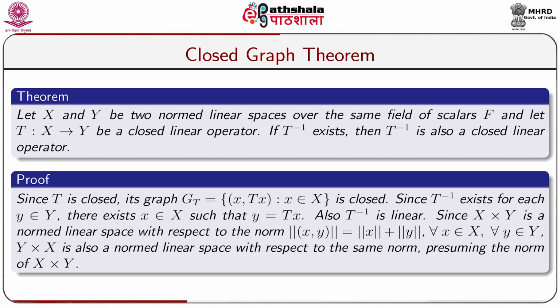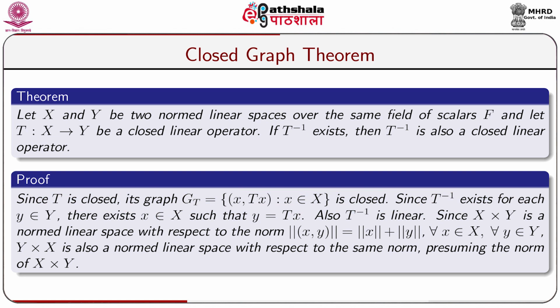Now we get another theorem. Let capital X and capital Y be two normed linear spaces over the same field of scalars capital F, and let T be a mapping from X to Y, which is a closed linear mapping. If its inverse exists, that is if T inverse exists, then T inverse is also a closed linear operator. Now the proof runs as follows. Since capital T is closed, its graph GT, that is the collection of all elements taken pairwise (x, Tx), where x is taken from capital X, is closed.